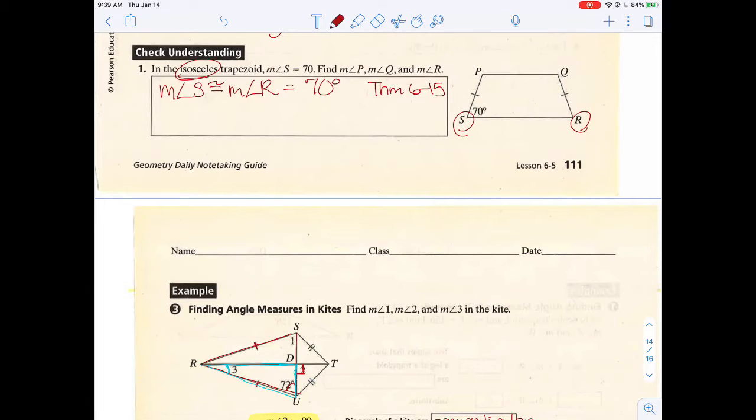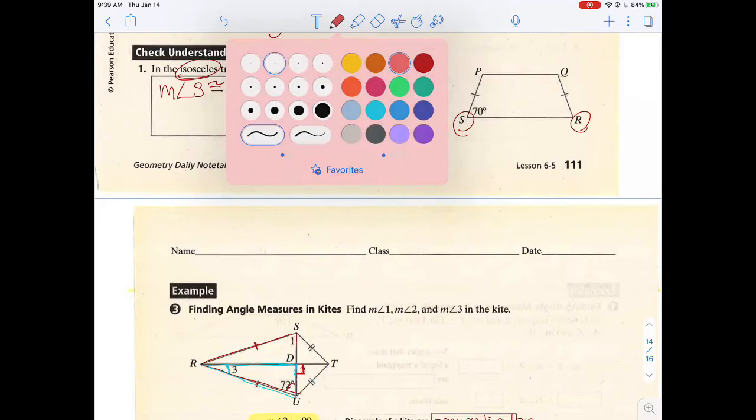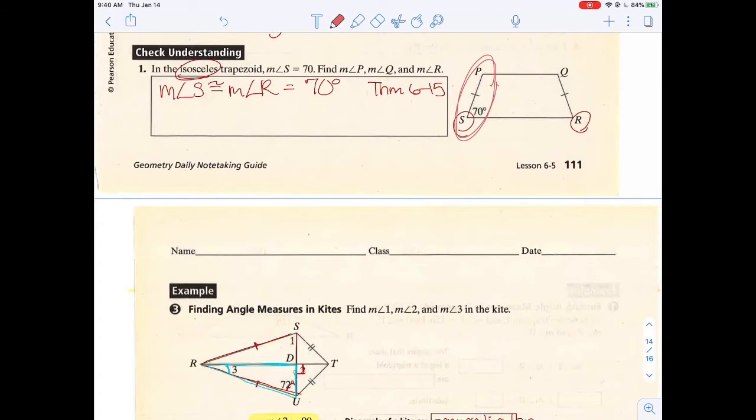Okay. Then I also know that two consecutive angles, or the angles on the legs, are supplementary. So if I do 180 minus 70, that's 110. So I know that P and Q are congruent because of theorem 6.15. And I know that those are 110 because they have to add up to 180 with the other two base angles. So there you go. We have angle R and angle P and Q.